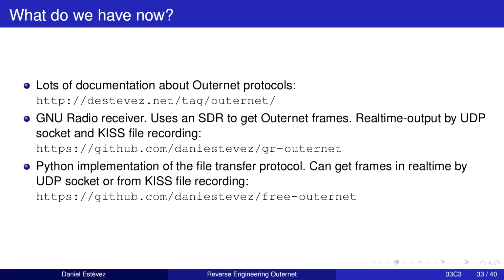So what do we have now? Well, there's lots of documentation, everything I've talked about here, and a little bit more in my blog. There's the GNU Radio receiver. You can output frames in real time with UDP, or you can do a KISS recording. And then you have the Python code, which takes either real-time frames from the UDP socket or the KISS file recording, and gets the files from those. So what about LDPC decoding? We've made some progress, not so much.